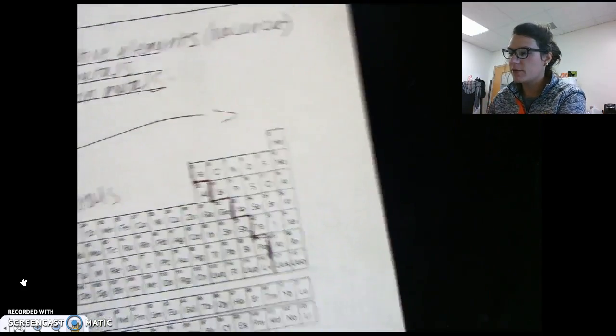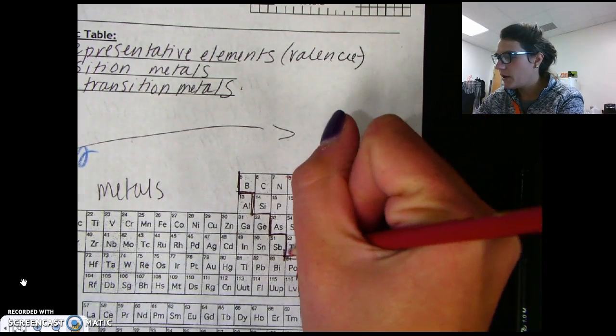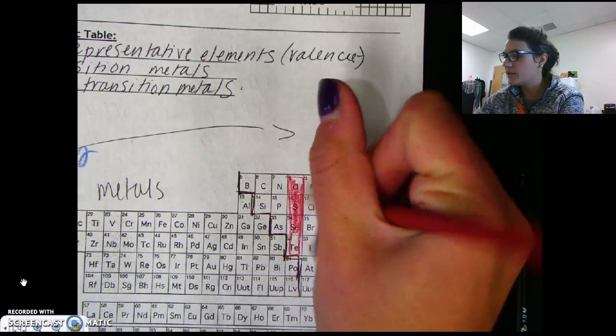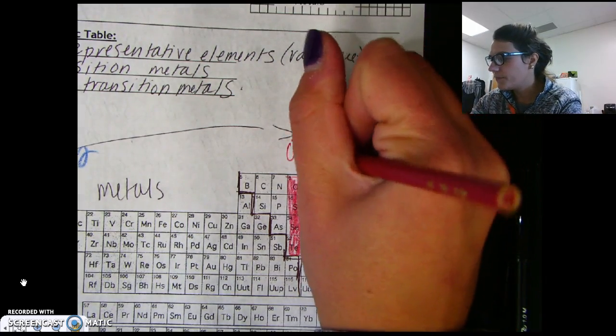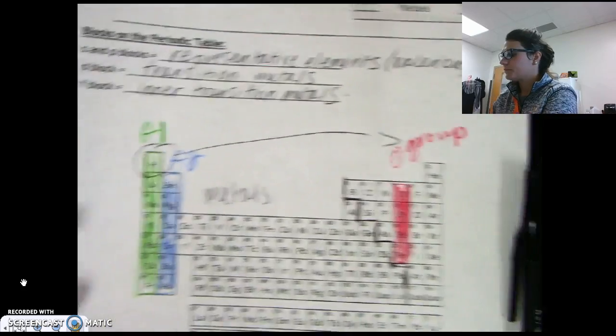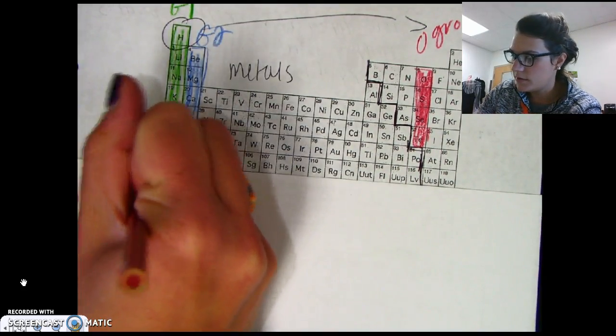The last 3 groups that I'm going to talk about are non-metal groups. Okay, so I'm going to take another color here, and I'm going to go to oxygen's group, and I'm going to color, actually it's just these guys right here. And this is going to be called our oxygen group.